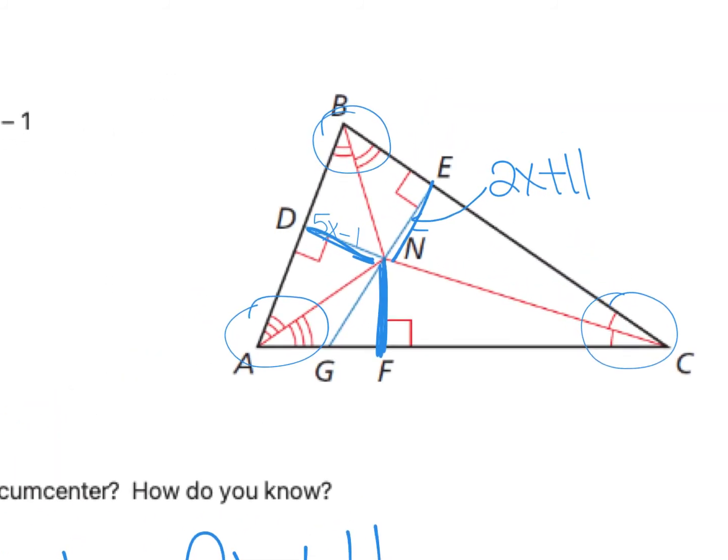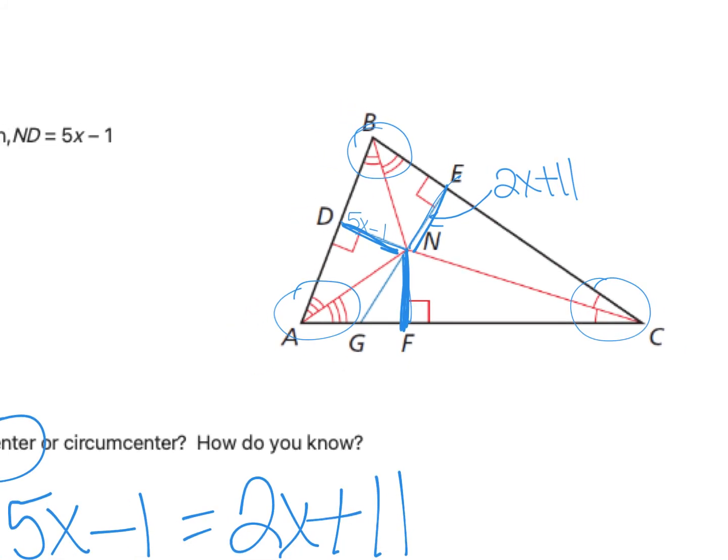Well, we said all three blue lines are the same, so whatever ND is going to be the same as NE, is going to be the same as NF. So if we put x in for either one of those, we can say 5 times 4 minus 1. 20 minus 1 is 19. So this length right here is 19.